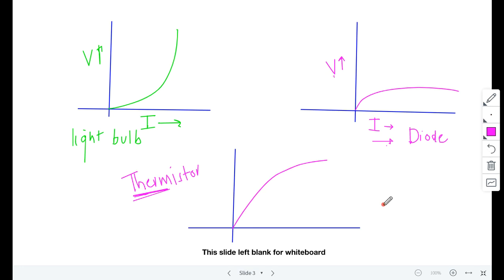Okay, and is V supposed to be on the y-axis and that's supposed to be I, right? Yes, this is V and this is I.